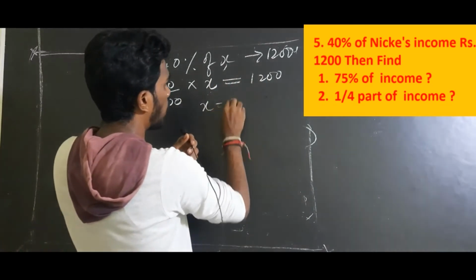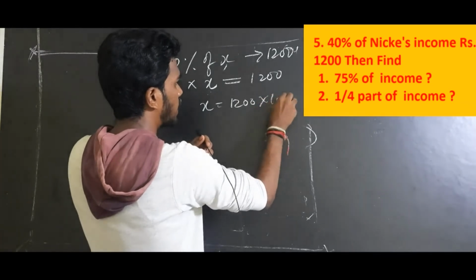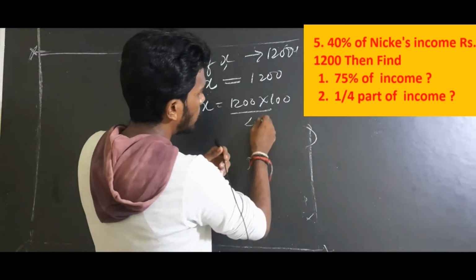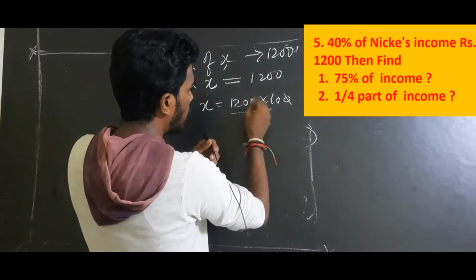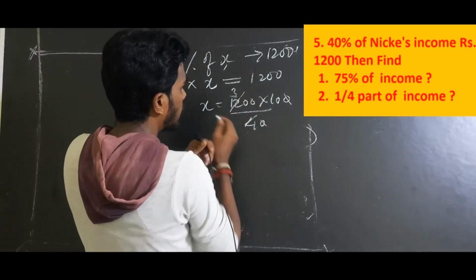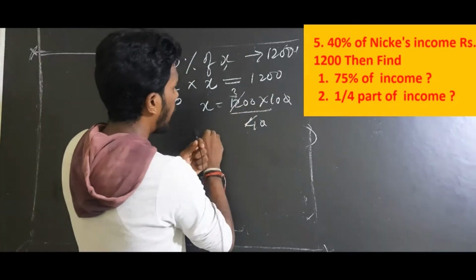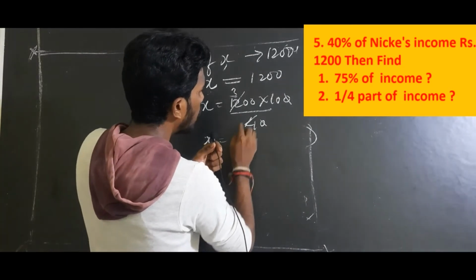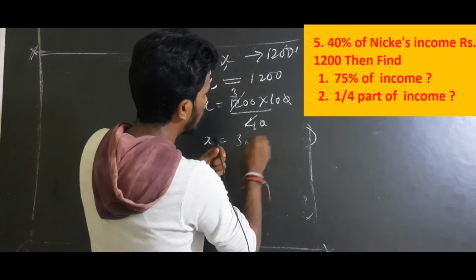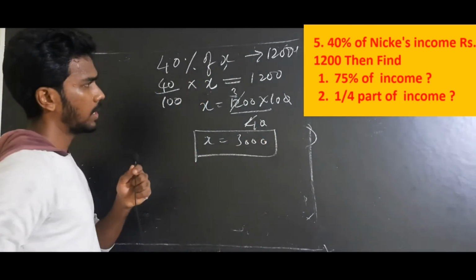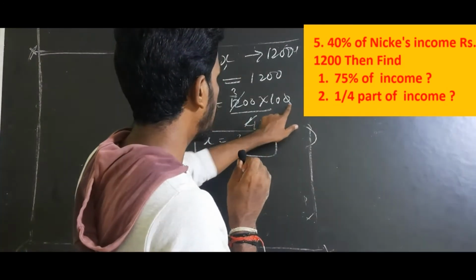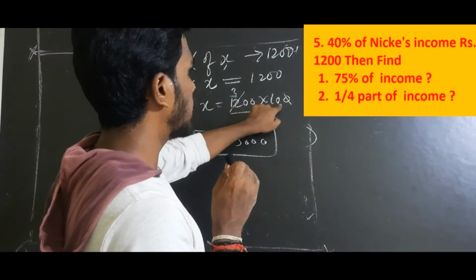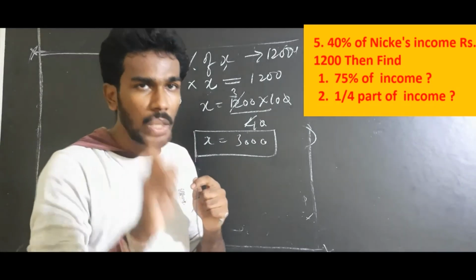So typically x is equal to 1,200 multiplied by 100 divided by 40. So the 0 gets cancelled, and here 4 3s are 12. So x is equal to 3,000. It's 3,000 rupees. This 0 I have cancelled with the 0. 4 3s are 12, then 000. So 3,000 is the original salary.